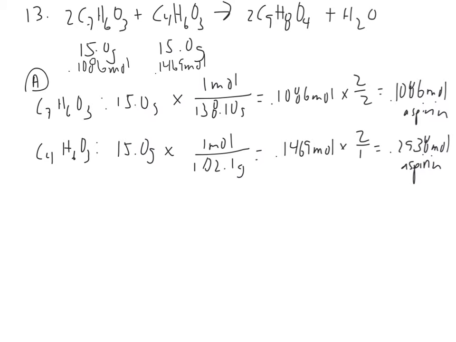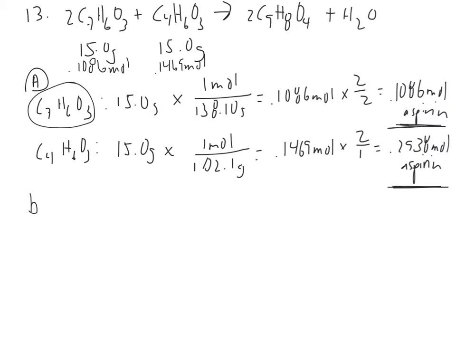In the case of the 2-hydroxybenzoic acid, it's in a 2-to-2 molar ratio, so that molar ratio is going to stay the same. That's how much aspirin it would yield, whereas the other one, it would double because it's in a 2-to-1 ratio. So the 2-hydroxybenzoic acid is definitely our limiting reactant. So that's what question A was looking for.